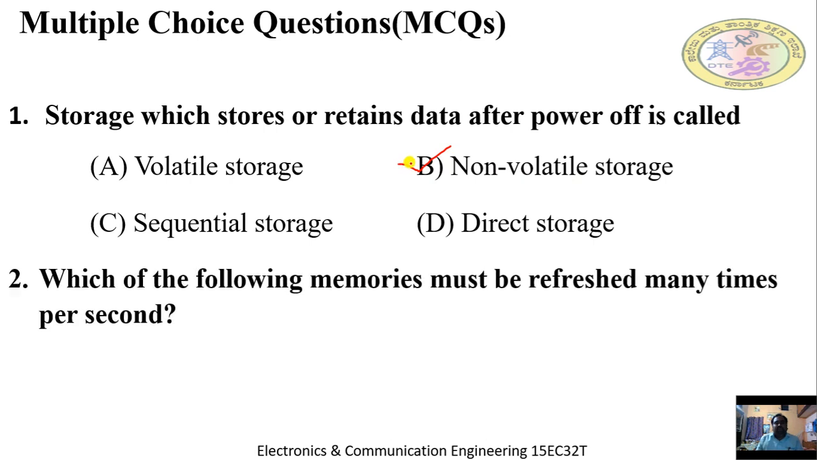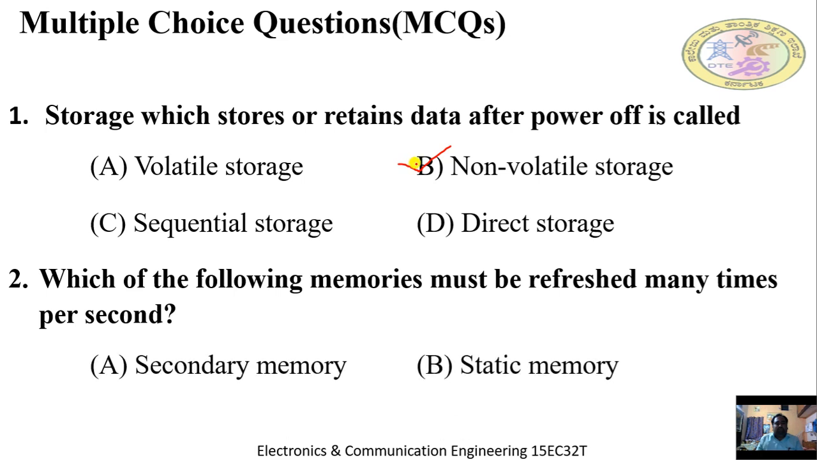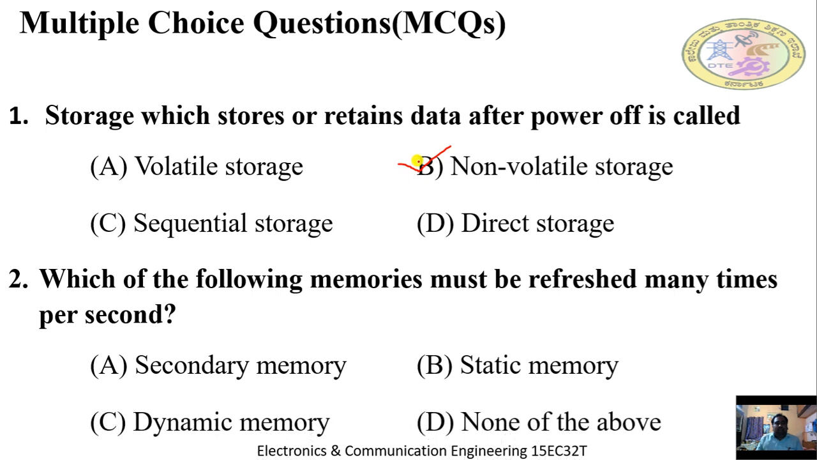Which of the following memories must be refreshed many times per second? The options are secondary memory, static memory, dynamic memory, and none of the above. So here, which memory needs a memory refresh operation? As I told you, the dynamic memory. Since it is implemented using capacitors, which have a property to discharge themselves after a certain period of time, that's why dynamic memory is the answer. It needs to be refreshed again and again to retain the data for a longer time even though power is on.